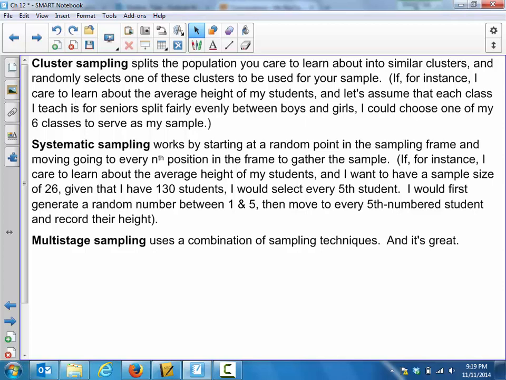Cluster sampling is where, if you've got your population divided in such a way that there are groups that should look like what the population looks like, then you can use one of those groups as a sample, and that's what we've done here.